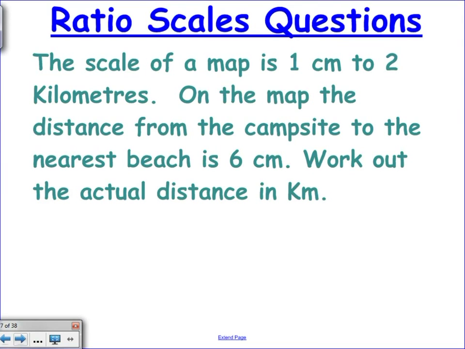Okay? You could get something in the exam that looks like this, which again is a ratio. So a scale on a map is 1 centimetre to 2 kilometres. That's a ratio. And they might say on the map, how far is it from the campsite to the beach? And they've said 6 centimetres. So if you go from 1 centimetre to 6 centimetres, you multiply it by 6. So all you need to do with your scale is multiply it by 6 and say it's 12 kilometres. So maps and map scales are again a form of ratio.